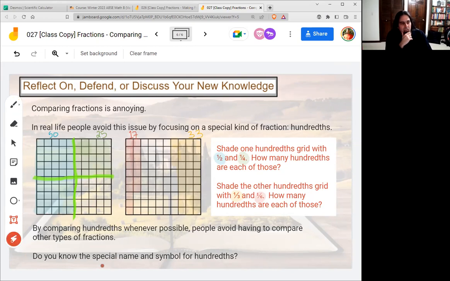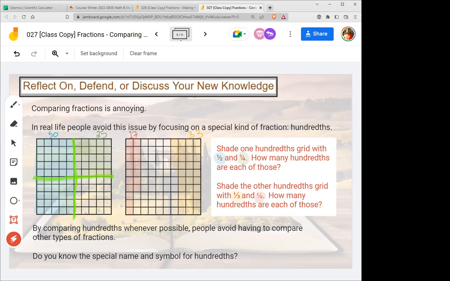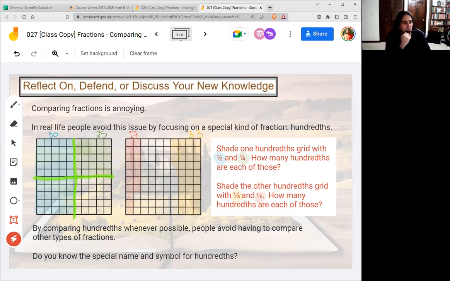Has this rung any bells? What's the special name for out of 100? Was it that one fancy word you said we don't use? I forgot what it was. I think I've been careful not to say it yet tonight. But if we want to talk about 1/2 and we say 50 something, what do we say?